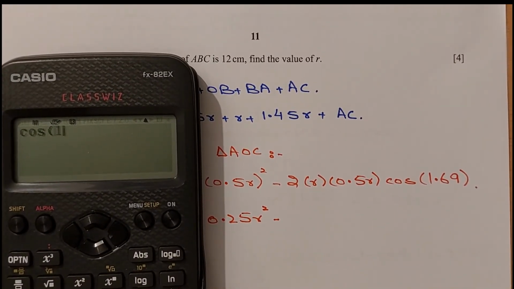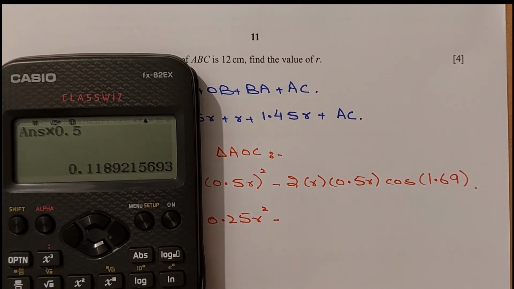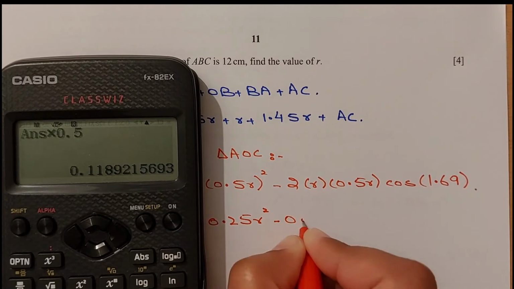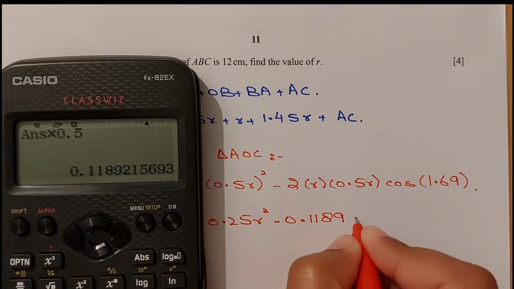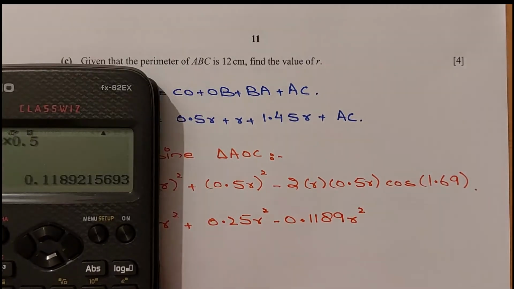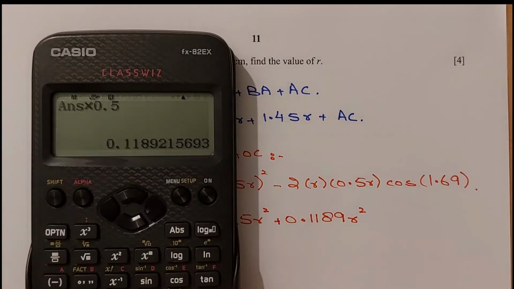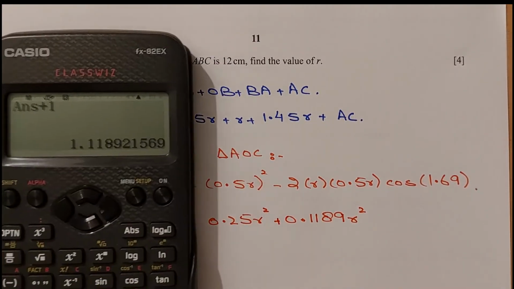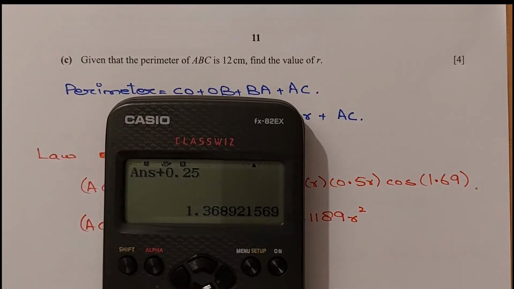Making cos of 1.69 and then times by minus 2 and times by 0.5, that is equal to this expression: 0.1189 R square. Yes, this is with a positive sign, sorry. Okay, so all are with R square, so add 1 here and then add 0.25. So this is in terms of R square.